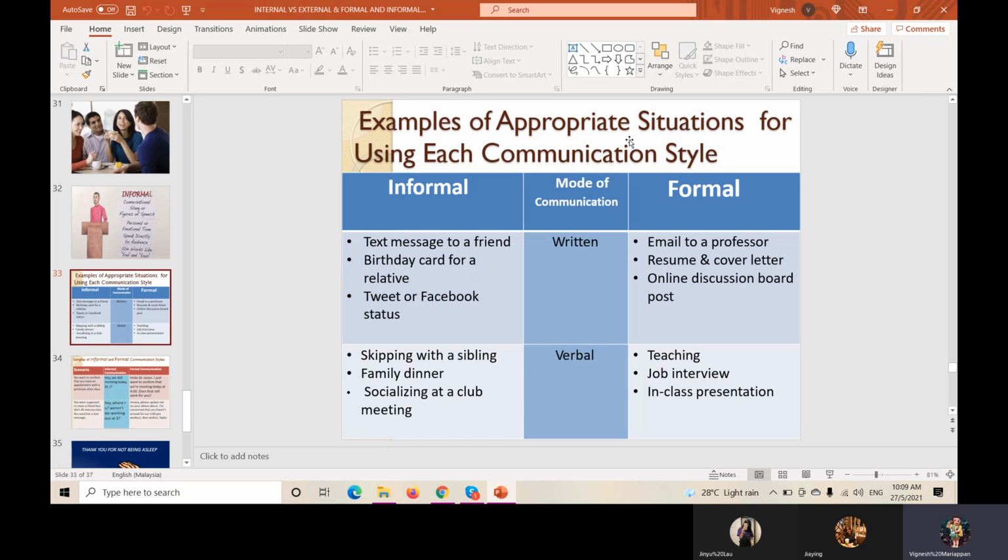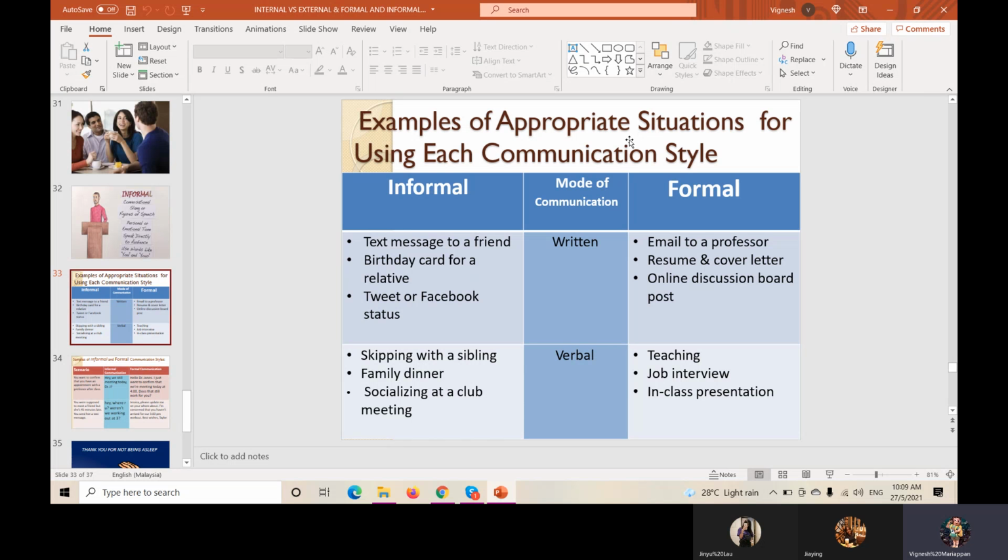Formal means, for the written, you type the letter in a formal way, you write the email in the formal way to pass the information, correct? Or you do the resume to apply for a job, all are formal for the written. But informal means you just directly text a message to your friend, it's informal. And then you give a birthday card to the relatives, also informal, correct? Or you post something in your Twitter or Facebook status, also an informal way, correct?